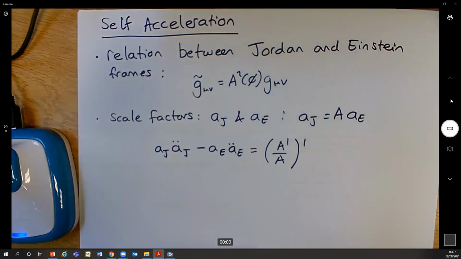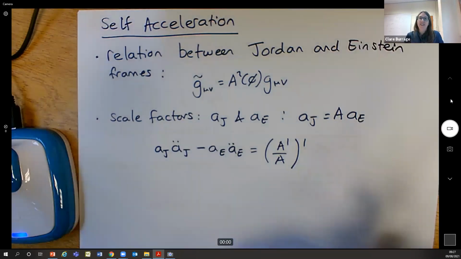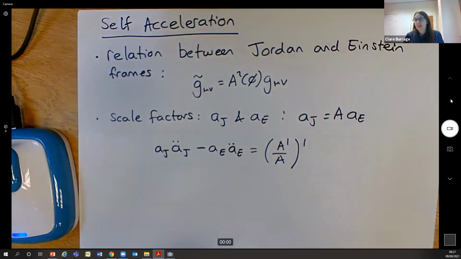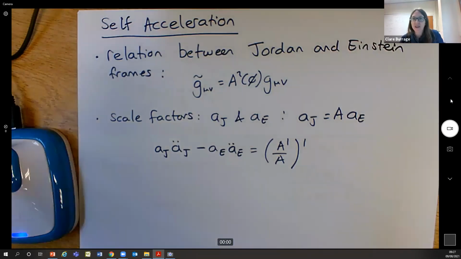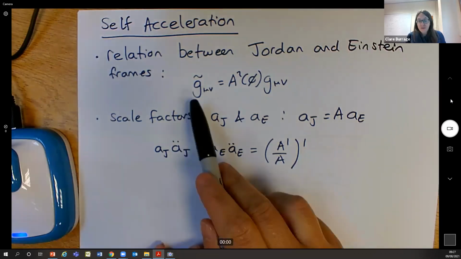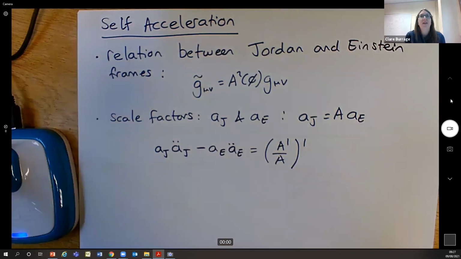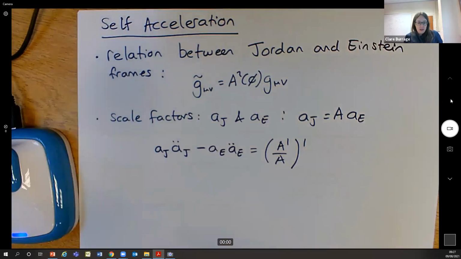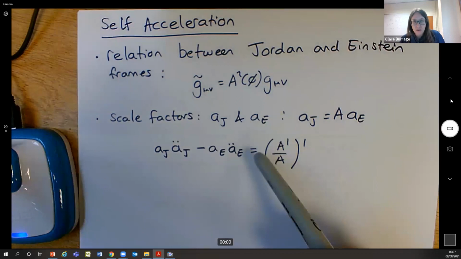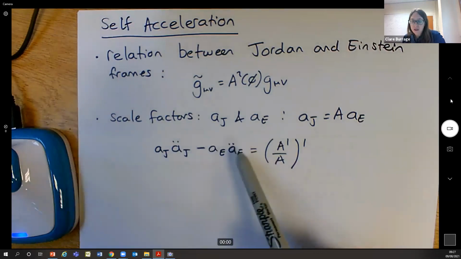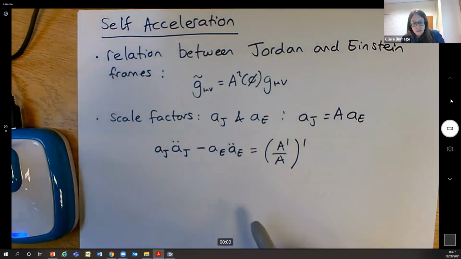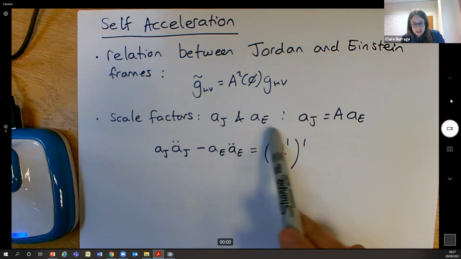It does require you to have a non-minimally coupled scalar, for example, in your theory, and these two pictures, whereby you have to be very careful with your calculations. The other thing that it means, and this is a point that we'll come back to tomorrow, is that we've got our two scale factors.